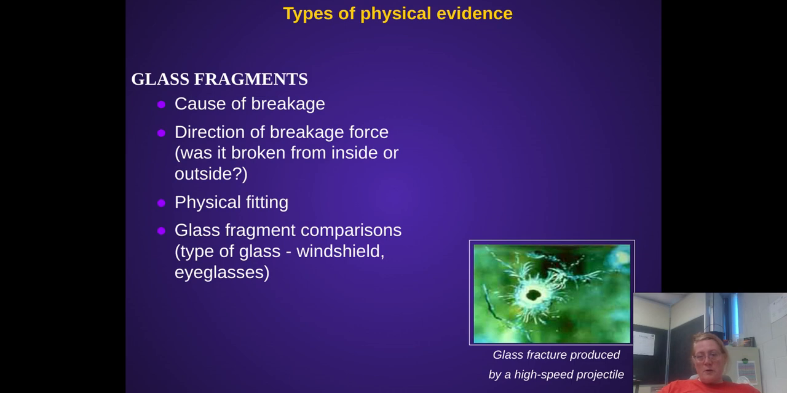And then you can also compare the glass fragments. So if you have a piece of glass at a crime scene, did it come from the windshield? Was it from the side? Was it a broken beer bottle? So all of those can be found anytime you have pieces of glass.